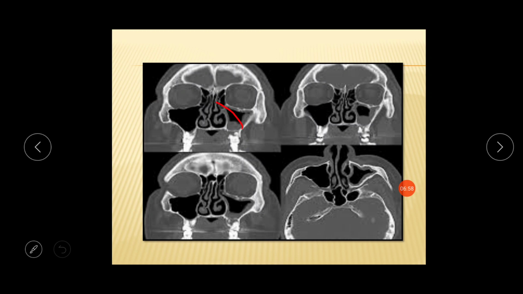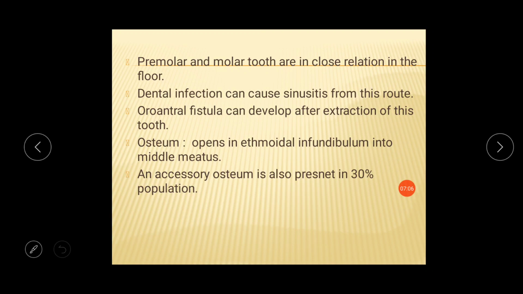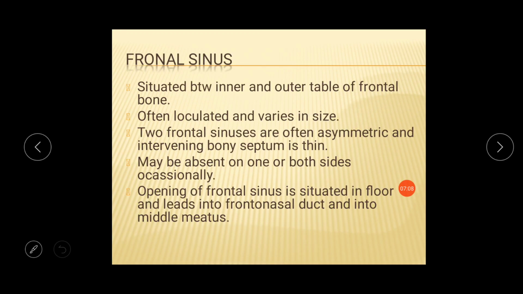So the maxillary sinus will open into the middle meatus, into the ethmoidal infundibulum. Frontal sinus: they are situated between the inner and outer table of the frontal bone.